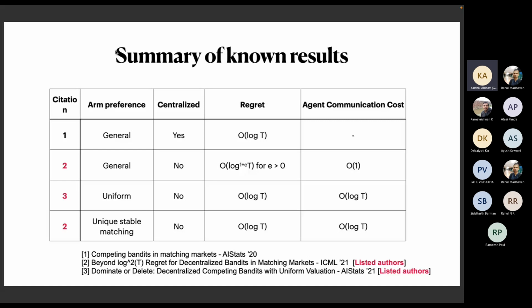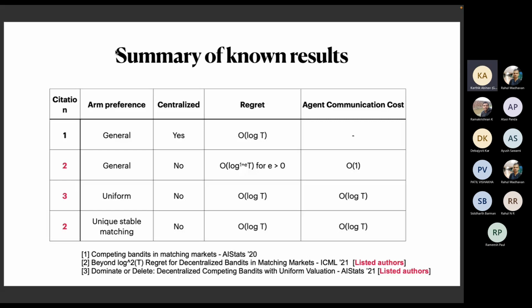If you want the most general arm preference, where every arm has its own preference over the agents, then in the decentralized version we can only get something like log^(1+epsilon) T regret, for some epsilon greater than 0. So this is not optimal. You'll see in the open questions that making this optimal is still unknown. Here the agent communication cost is very little, O(1) or so. Basically the only communication you need is around synchronization and things like that, which typically a platform can do for you.